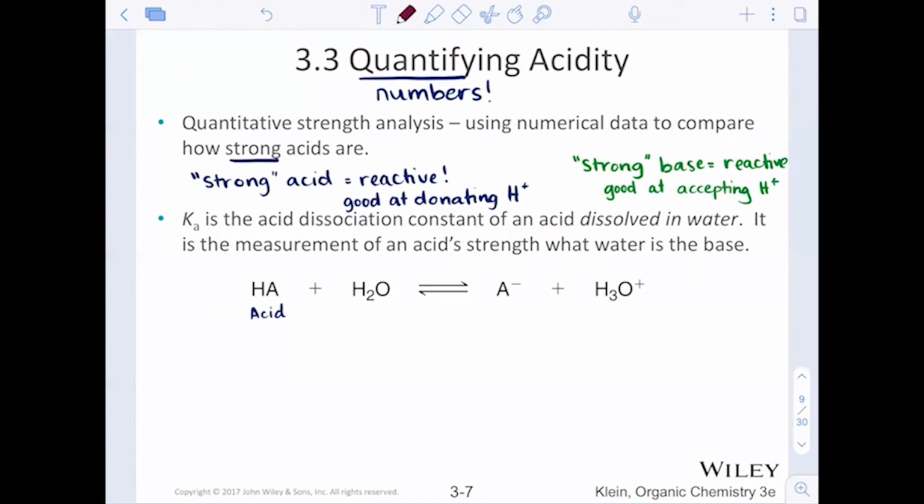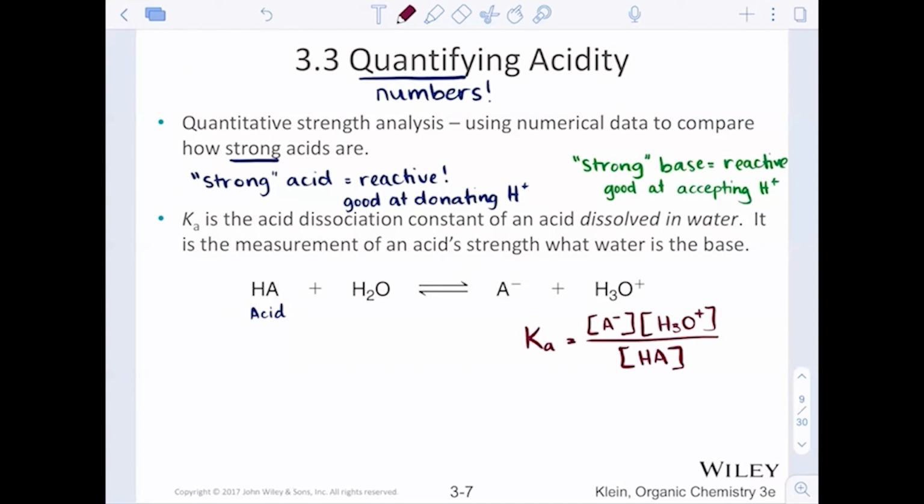Okay, so Kas, we've done Kas before. A Ka is the acid dissociation constant of the acid when it's dissolved specifically in water. It's a measurement of the acid strength with water as the base. Water is used just because it's a universal solvent and it's everywhere, and we can easily look at the Ka, which was the products, A minus and H3O plus, over the reactant acid. Water in this equilibrium is such a high concentration that it doesn't change. It's also a pure liquid, so it's not in the Ka.